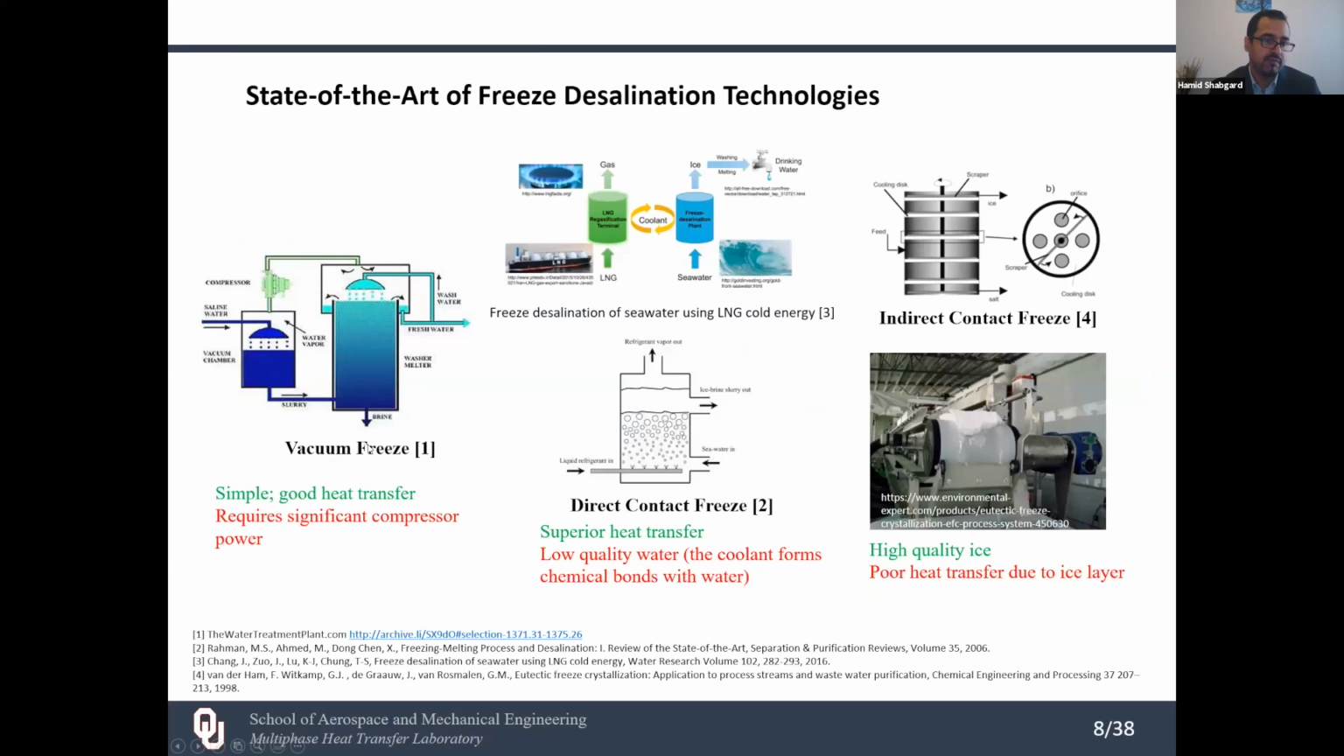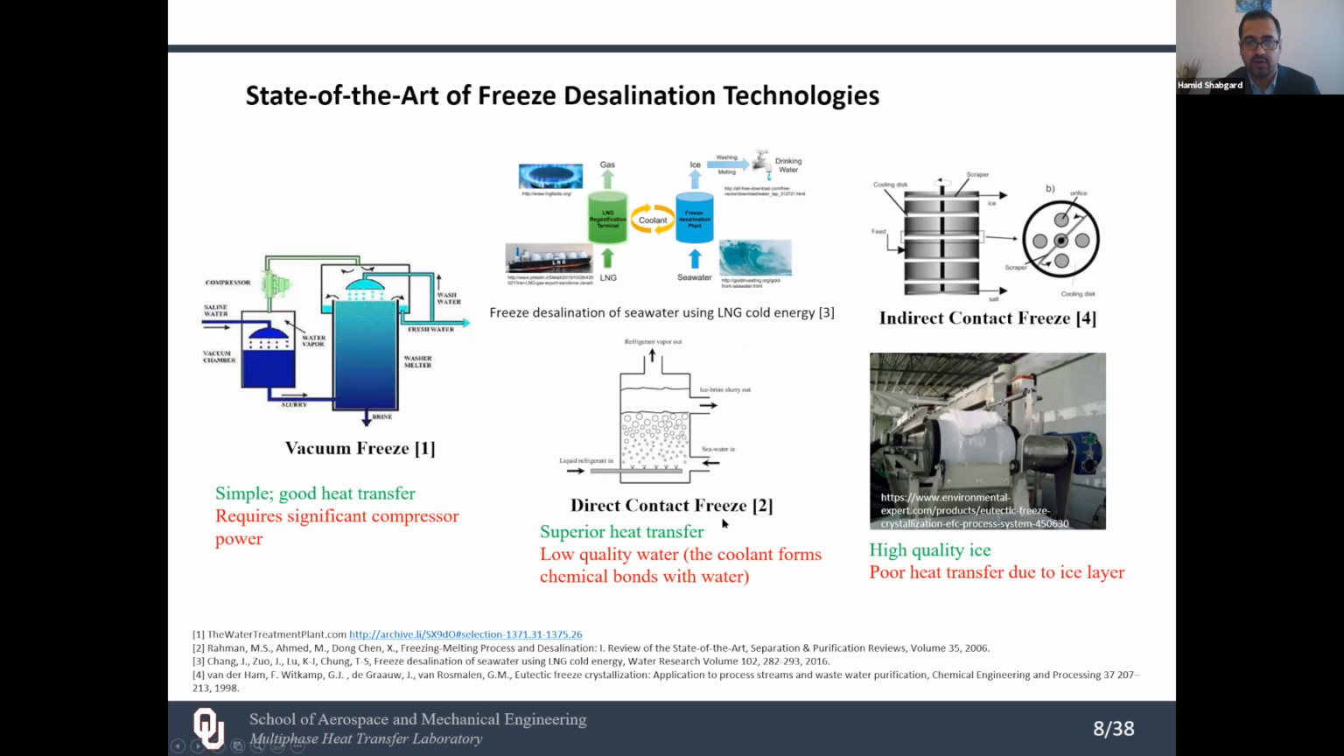So this is an overview of the existing technologies. Vacuum freeze basically works based on the principle that if you lower the pressure of the vapor, the saturation temperature would go down to a point where you can actually freeze the water. It has good heat transfer, but the compressor work that you require to create the vacuum is very high and usually makes it implausible from the economic point of view.